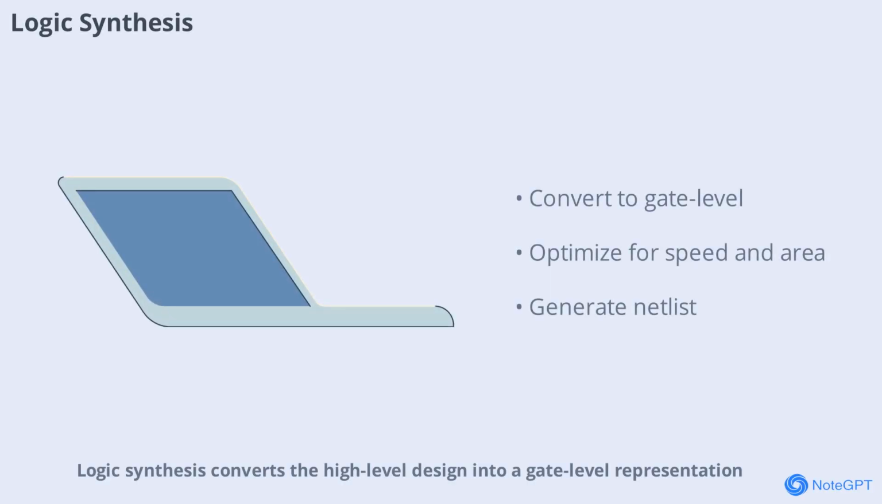Logic synthesis converts the high-level design into a gate-level representation. This process maps the design onto standard logic gates, optimizing for speed, area, and power. Synthesis tools automatically generate the netlist, which describes how the gates are connected. The goal is to create an efficient and functional circuit that meets the original specifications. Logic synthesis bridges the gap between abstract design and physical implementation.